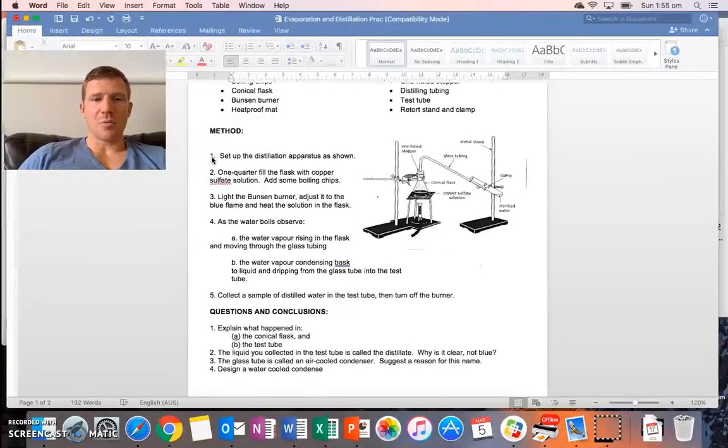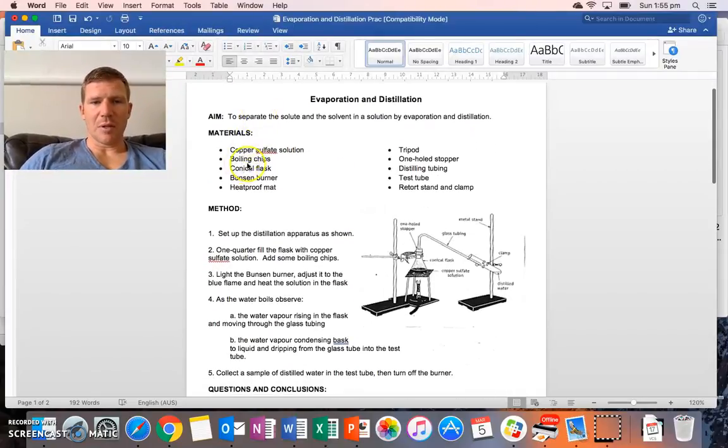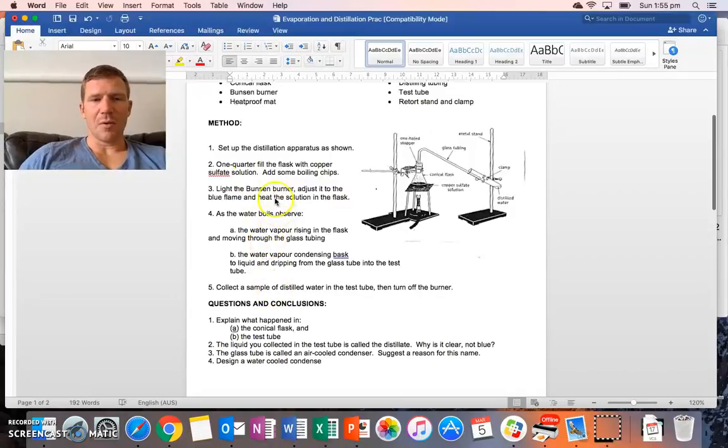Okay, so during class you'll be given this here. Same thing, aim and materials, but the method is written here for you. However, if you read through it, it's written as a list of instructions. Number one, set up the distillation apparatus as shown. That's you being told what to do.